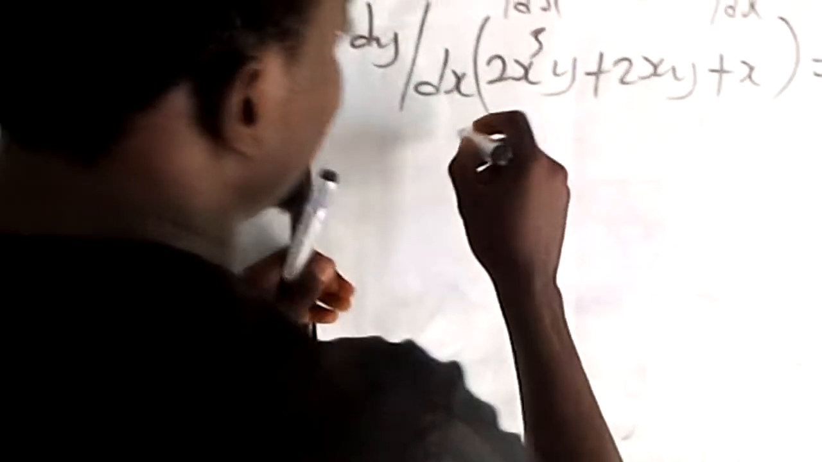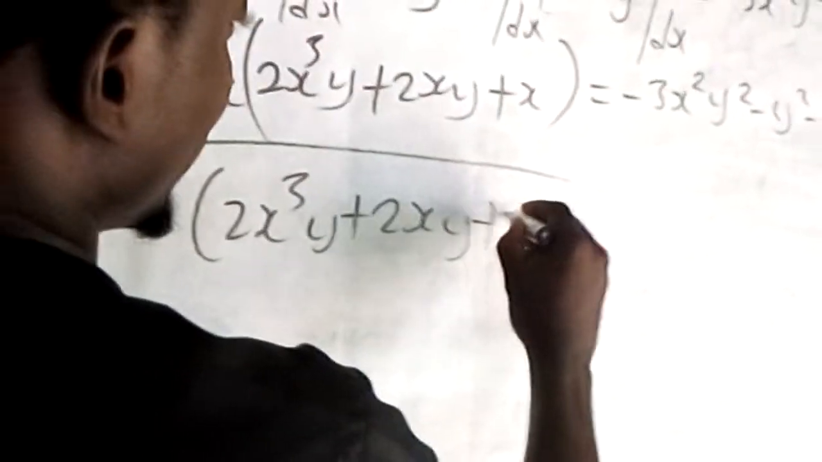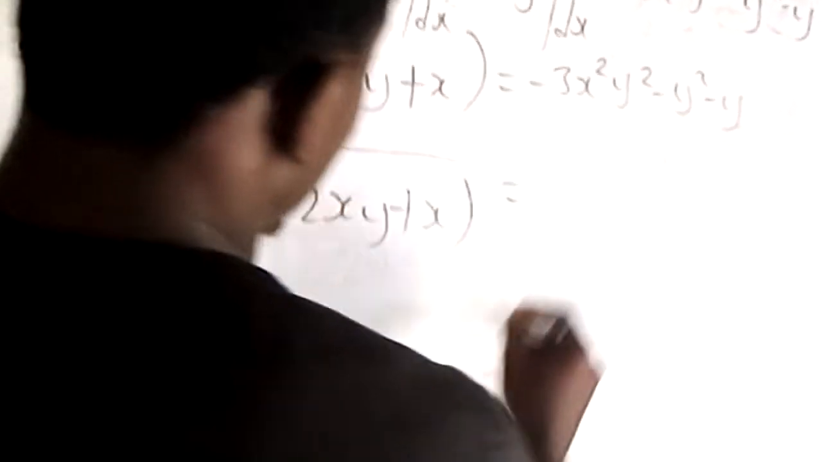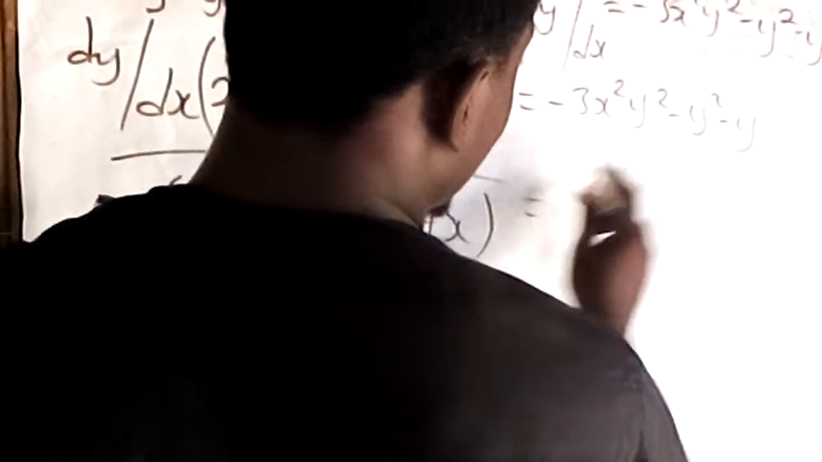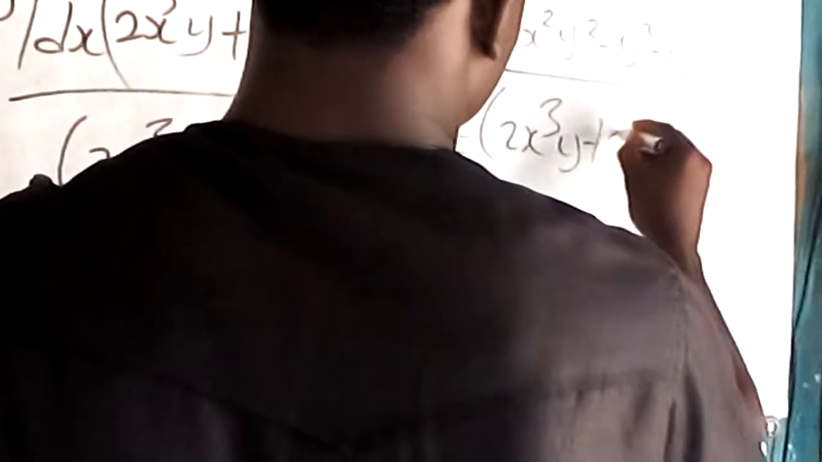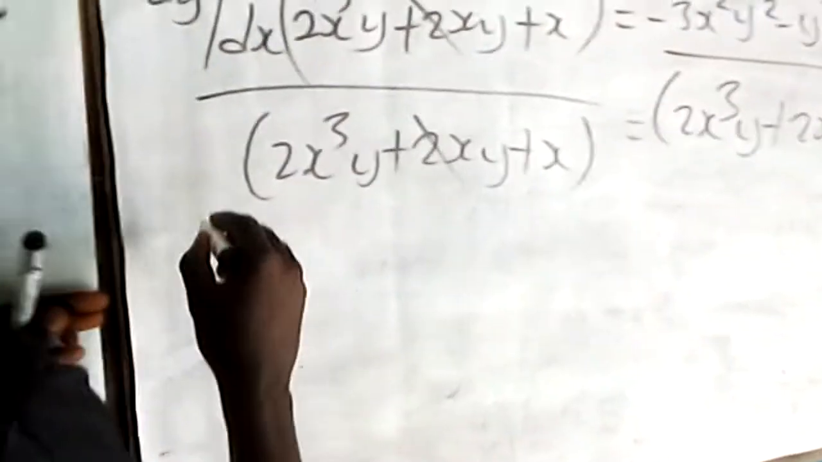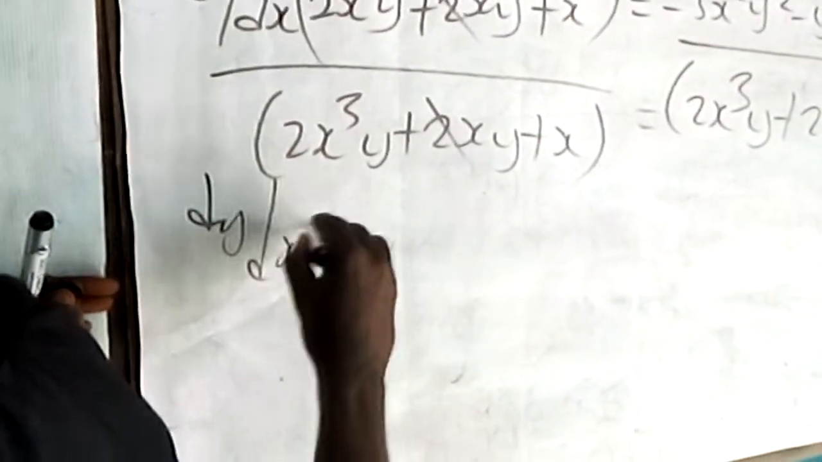Of course, you are looking for dy/dx. You divide both sides by 2x cubed y plus 2xy plus x, viewers, equal to, okay, this will be over 2x cubed y plus 2xy plus x. So of course this will cancel this. You have your dy/dx equal to this.